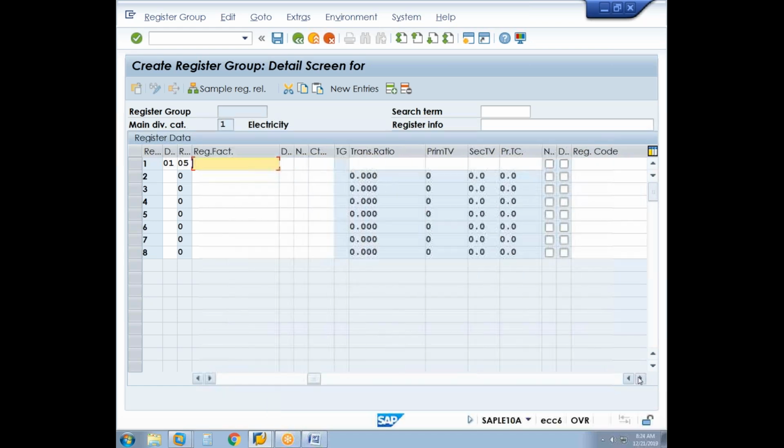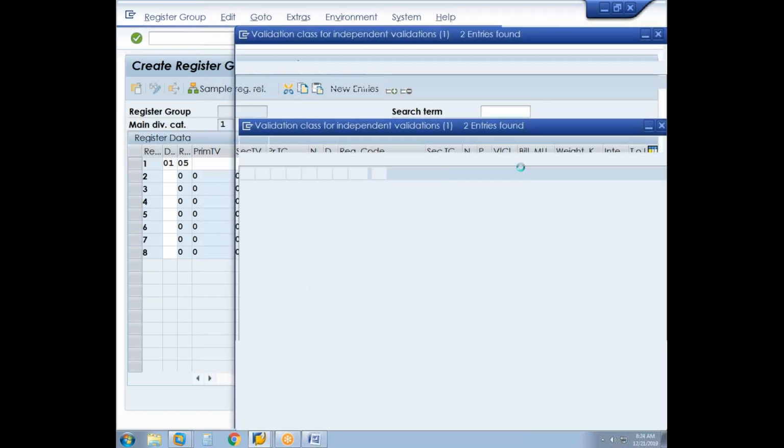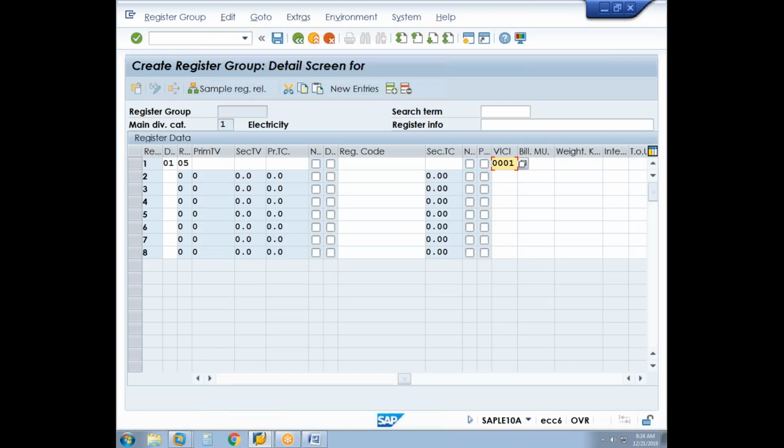We will see later. Now comes the most important data. What is the validation class? You have to enter the validation class here. This validation class will take care of the validation of the meter reading results you enter. Every month you are taking a meter reading and you will enter it, but once you enter the data, it will validate whether this reading is acceptable or not. Because you have entered some reading, but suddenly some month it is showing a very high value.